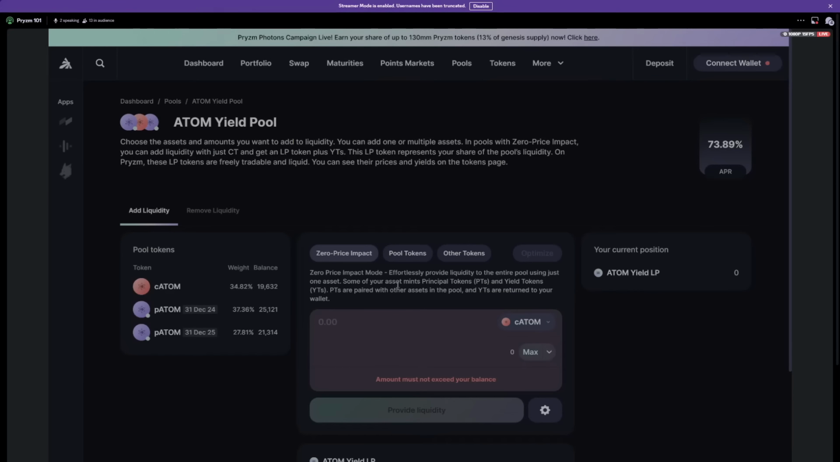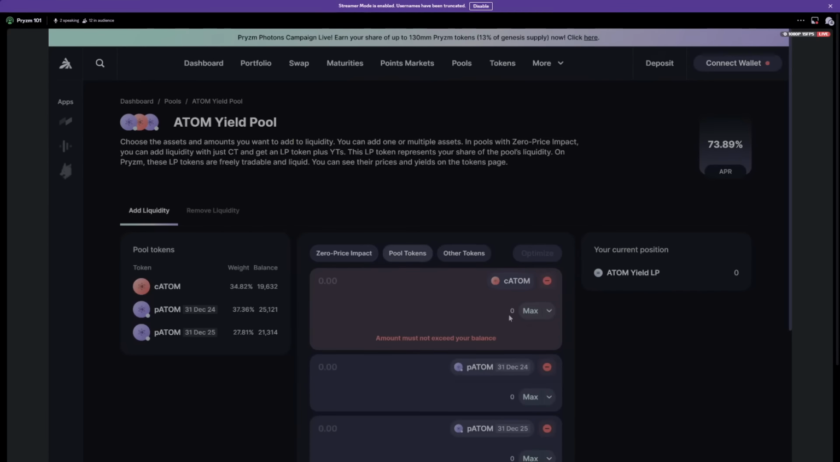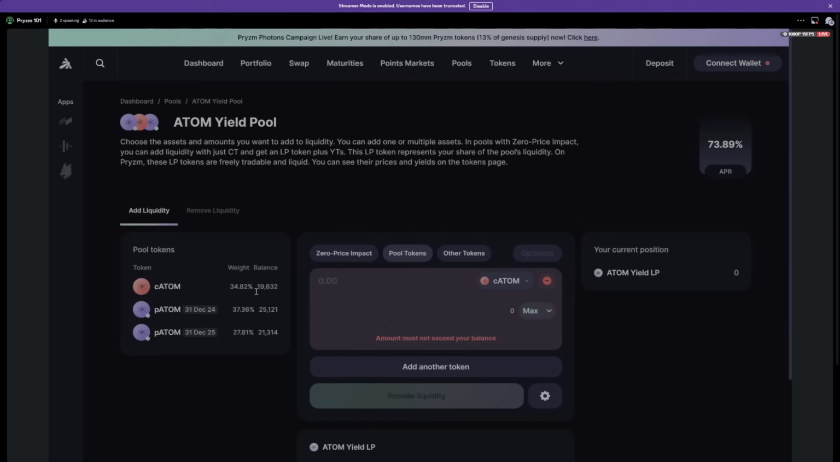But with C atom here, this is zero price impact mode. What does that mean? That means some of your C atoms actually used to be split into P atom and Y atom, and the same here, split into P atom and Y atom in the right proportions. And then you provide liquidity with the P atom and Y atom that you've just refracted, and you're left over with a little bit of Y atom. So this mode is called zero price impact mode because there's no actual swaps happening. Whereas in this one, if you provide liquidity with just one token, it'll swap it to some of the other tokens, and there's some swaps going on in the background.